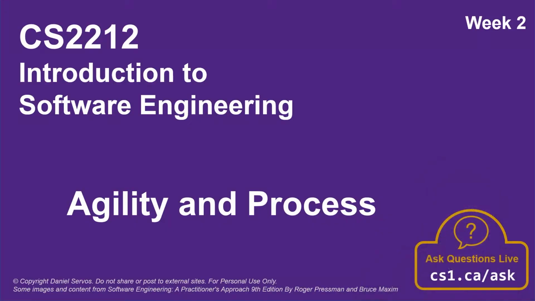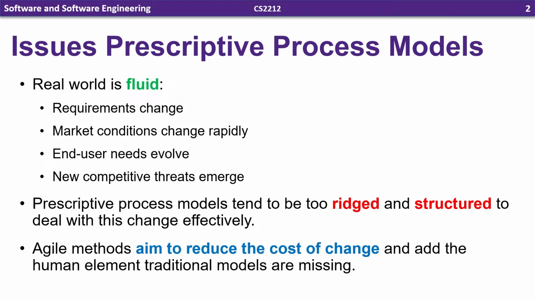As we talked about with those last slides, there are some issues with the prescriptive process models we covered, and all prescriptive process models in general. And those all stem from the real world being fluid. Requirements change, market conditions change rapidly, end users' needs evolve, and new competitive threats emerge. And the problem with these prescriptive models is that they tend to be too rigid and structured to deal with this change effectively. So agile methods aim to reduce the cost of this change.